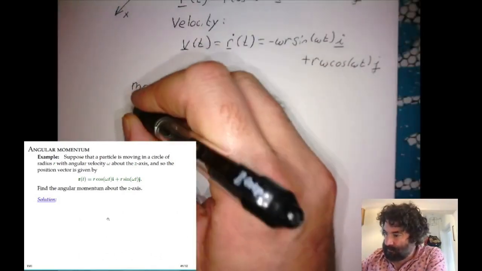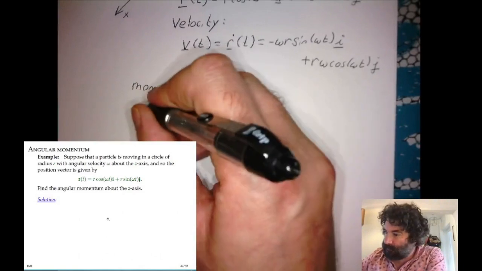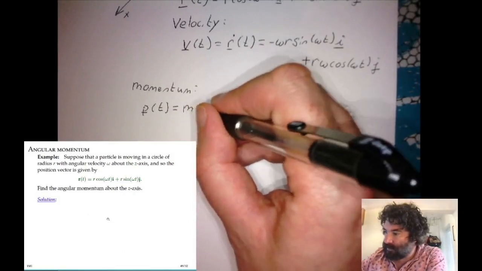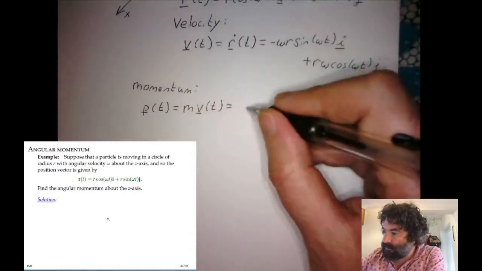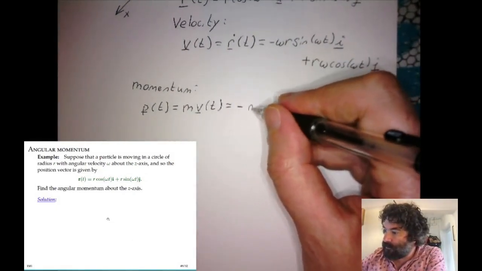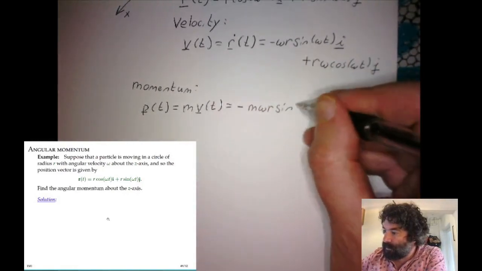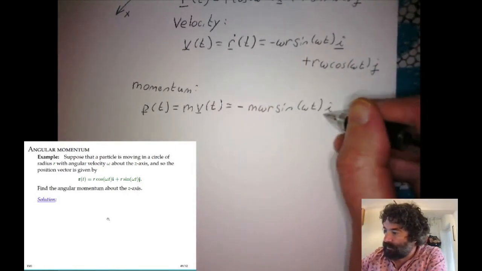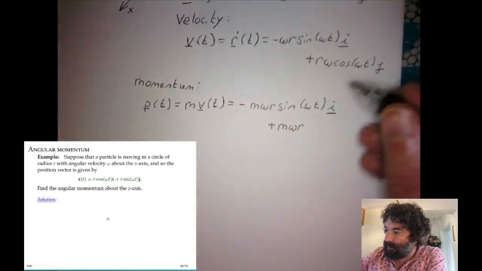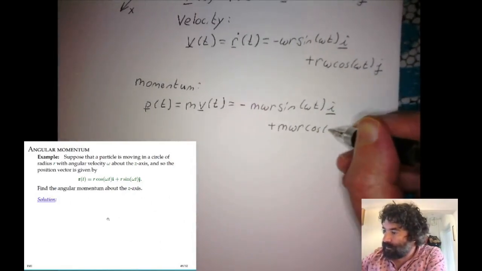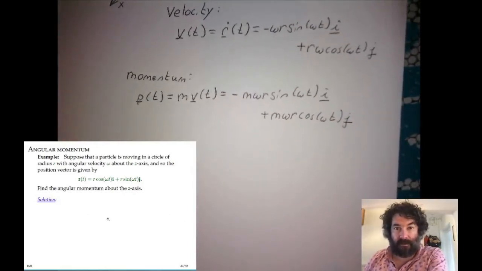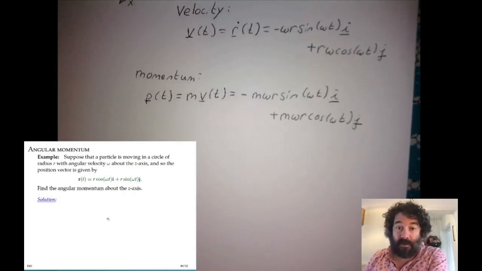And the momentum of this motion, p as a function of t, is the mass times the velocity vector, which is equal to, well, this vector multiplied by m, so negative m omega r sine of omega t i plus, in the same order here, m omega r times cosine of omega t j. Okay, now next we'll calculate the angular momentum.